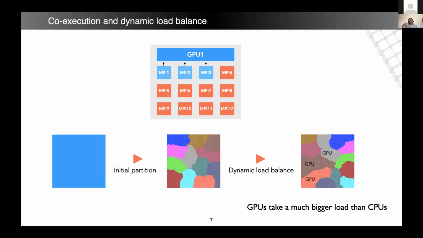Iteratively, we repartition several times using a space filling curve. And in this way, we get to an optimal load balance that makes this efficient.